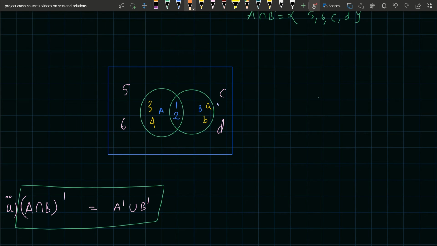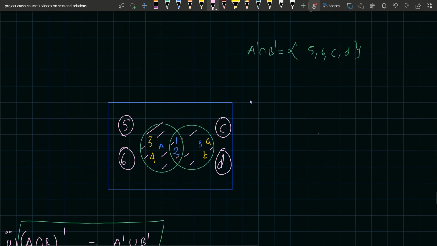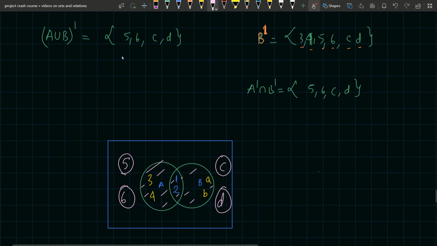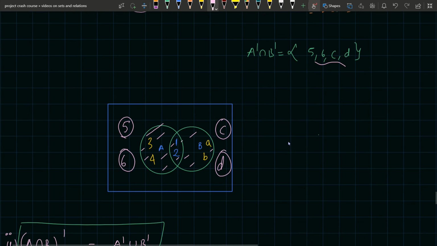He's trying to tell you to find the complement of A union B. Whenever you try to find A union B, this is A union B. Every element in A plus B. So everything here is taken. That is A union B. What is the (A union B) complement? Every element other than A union B. You can clearly see it is 5, 6, C and D. We just got it. That is how easy it is to understand through a Venn diagram.